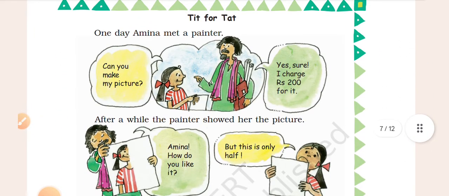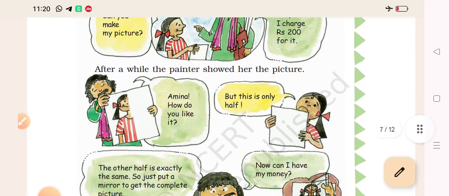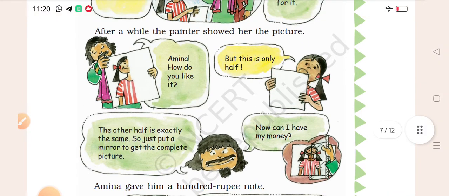Tit for tat. One day, Amina met a painter. Can you make my picture? Yes, sure. I charge rupees 200 for it. After a while, the painter showed her picture, but this is only half. The other half is exactly the same. So just put a mirror to get a complete picture. Now can I have my money?